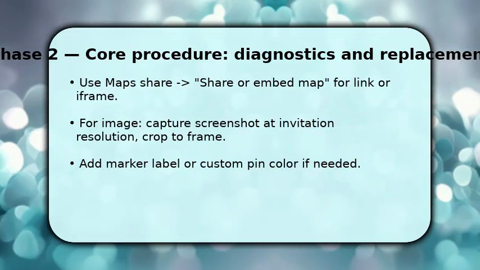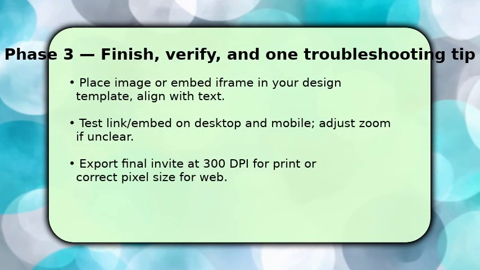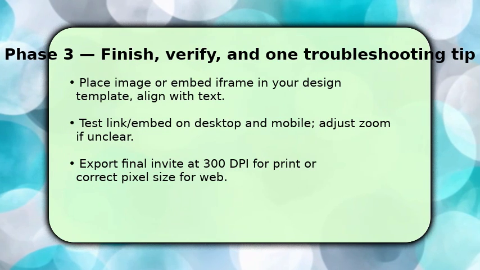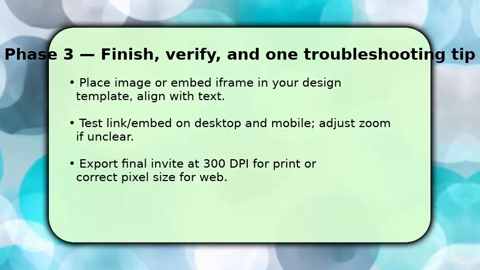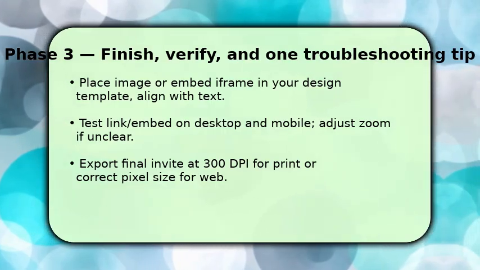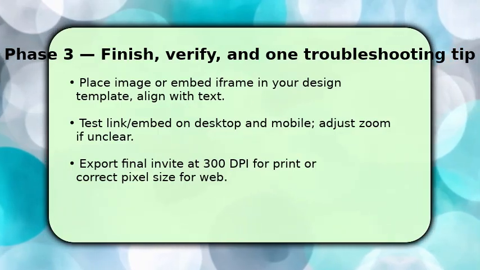You finish by inserting the chosen map into your invitation layout. Align it with event details so eyes move naturally across the card. If using a link or embed, test on desktop and mobile to confirm the pin and directions load properly. Make zoom adjustments when the location looks too zoomed out or tight.